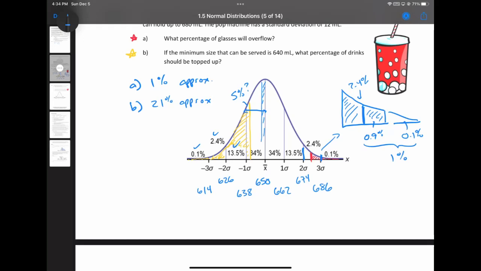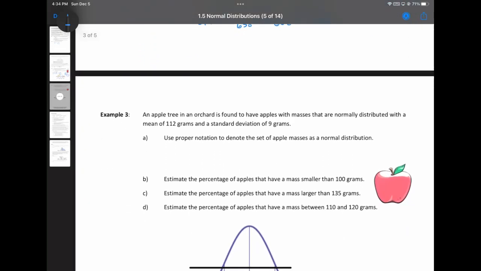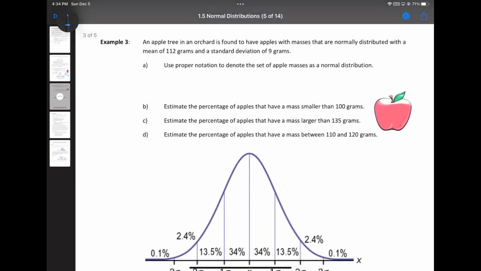Let's try one more of these just because a little practice never hurts. So we have an apple tree in an orchard is found to have apples with masses that are normally distributed with a mass of 112 grams and a standard deviation of 9 grams.